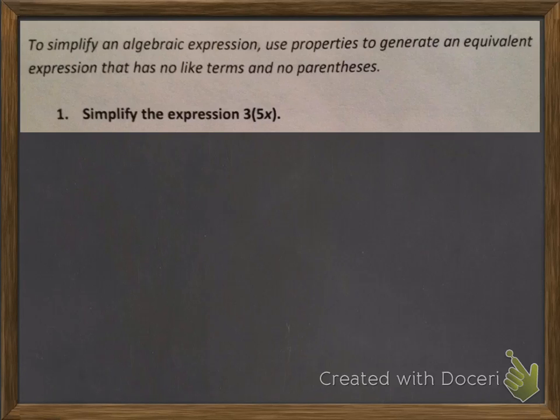To simplify an algebraic expression, you use properties such as associative or commutative to generate an equivalent expression that has no like terms and no parentheses. So here it's telling us to simplify the expression 3 parentheses 5x. So we know that a number attached to a parentheses means multiplication. So we could rewrite this as 3 times parentheses. 5 attached to a variable means multiplication. So we could write this as 5 times x.